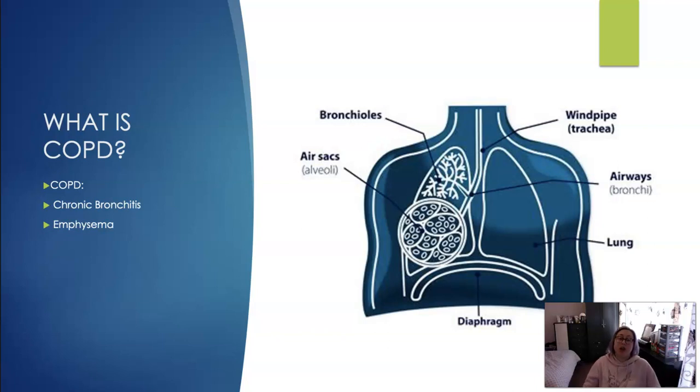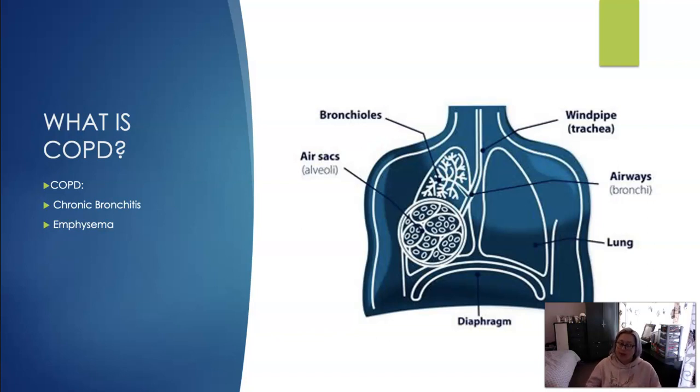So when we think about COPD, what is COPD? COPD is chronic obstructive pulmonary disease, and it's an umbrella term really for any kind of issues with the respiratory system. It tends to cover things like chronic bronchitis, emphysema, anything that's going to cause an issue with the airways, with problems with actually being able to breathe, being able to get oxygen in.